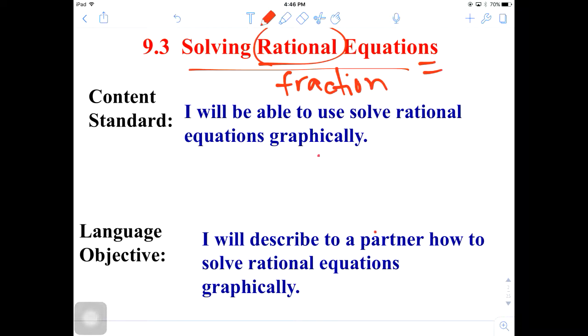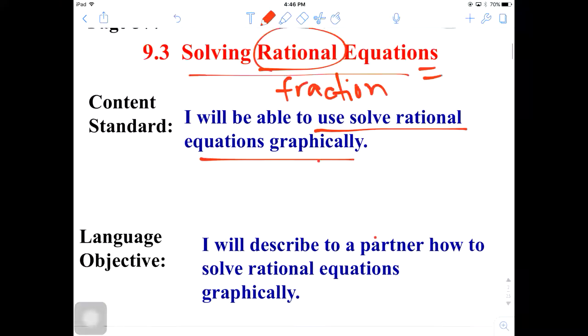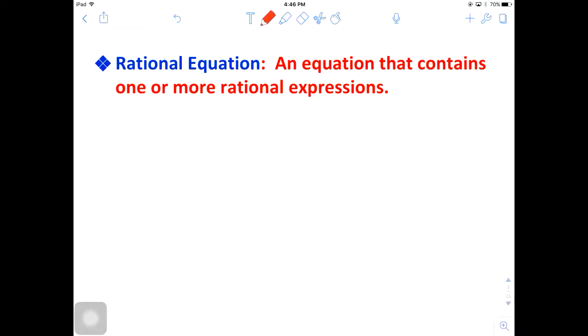So we will be able to solve equations graphically. So we're going to be using decimals to solve for day 1. So day 1 is involving graphing calculators. So hopefully you guys have your calculators ready. Your decimals tab is open.